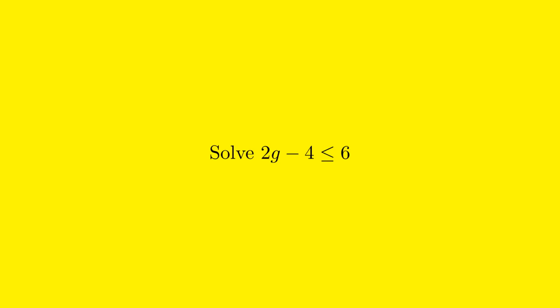Welcome to our instructional video on solving inequalities. In this video, we will solve the inequality 2g minus 4 is less than or equal to 6. We will provide both the inequality form and the interval notation form of the solution. Let's get started.